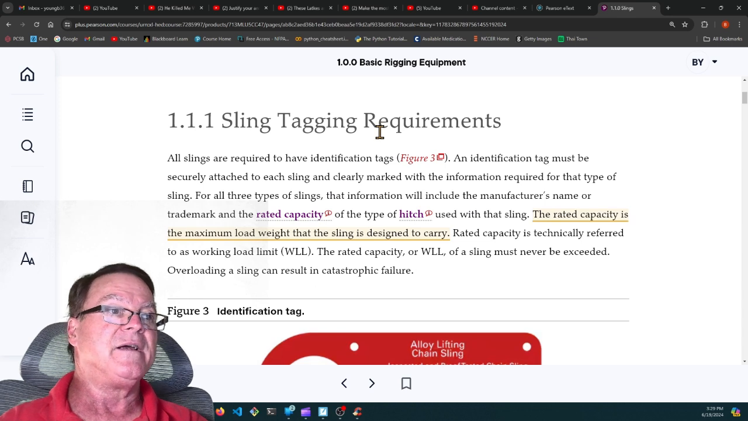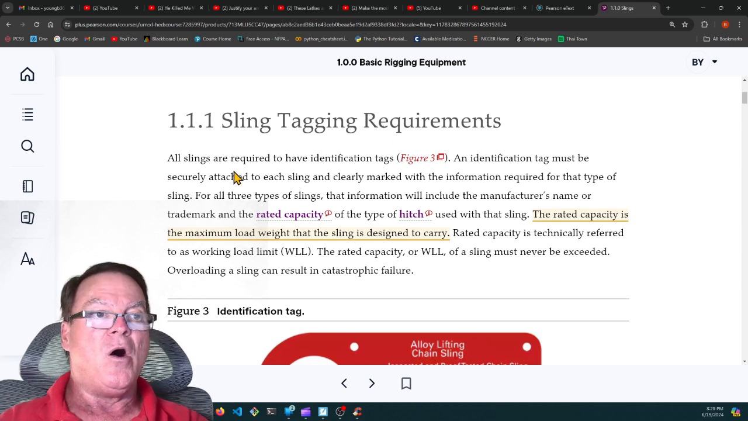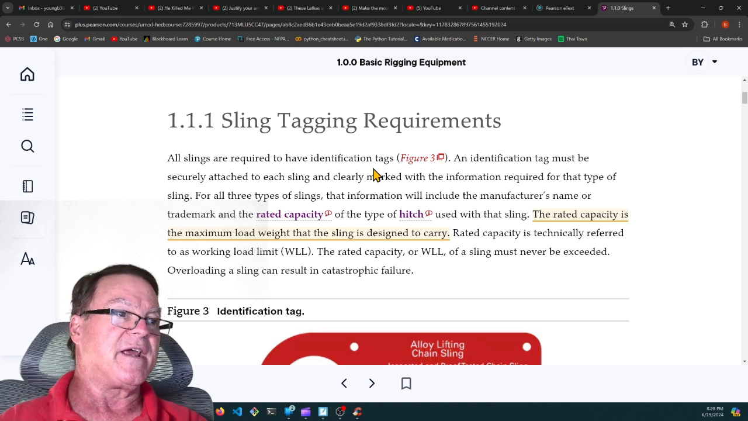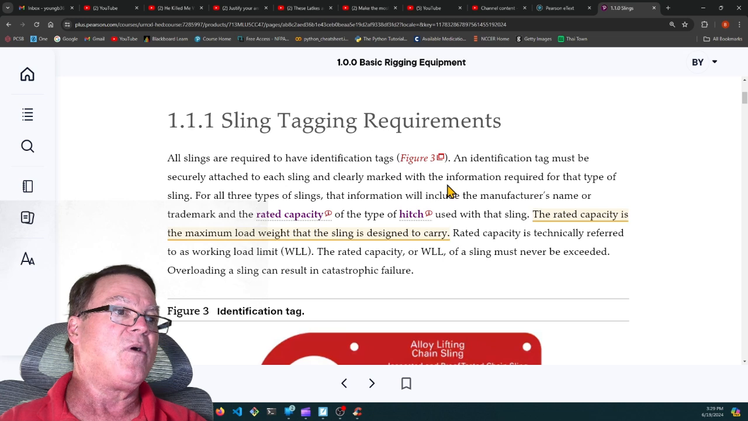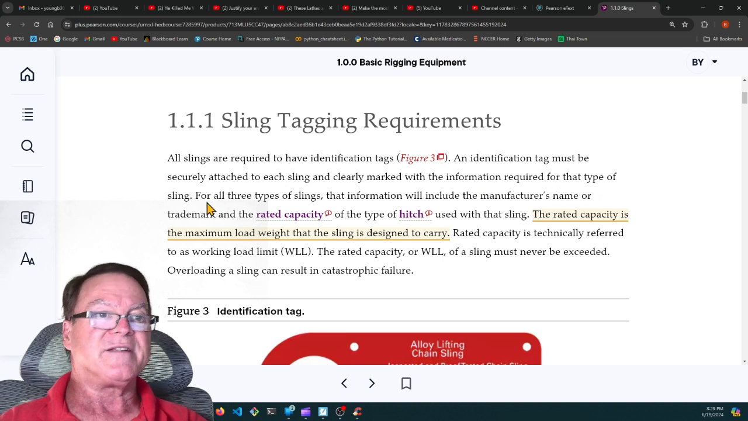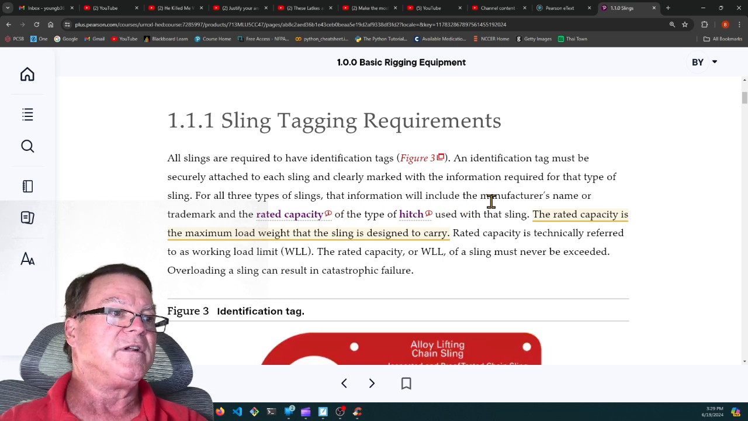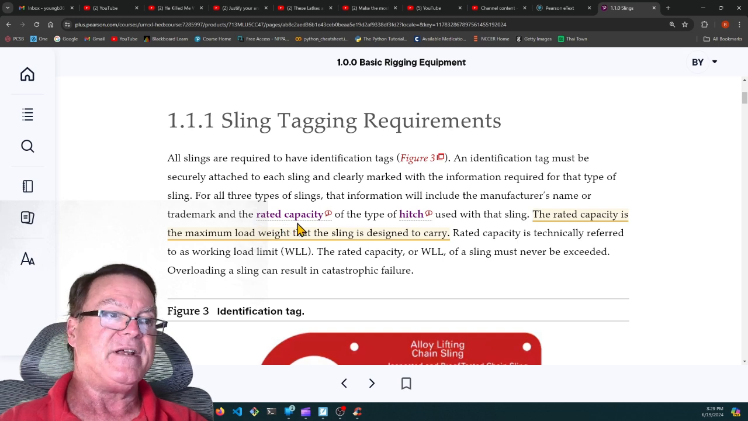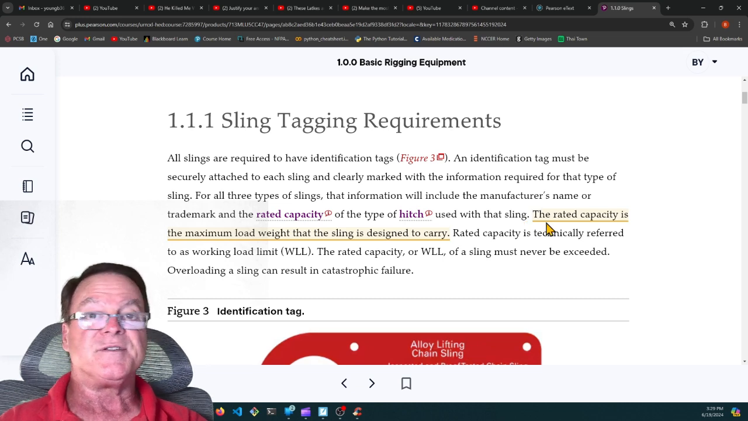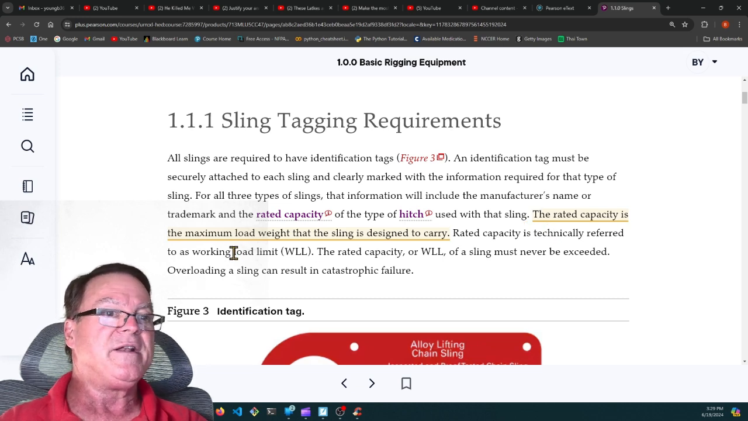1.1.1, sling tagging requirements. All slings are required to have identification tags. An identification tag must be securely attached to each sling and clearly marked with the information required for that type of sling. For all three types of slings, the information will include the manufacturer's name or trademark and the rated capacity of the type of hitch used with that sling. Then this is a highlight. It says the rated capacity is the maximum load weight that the sling is designed to carry.